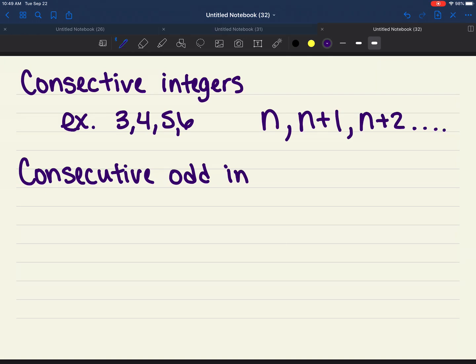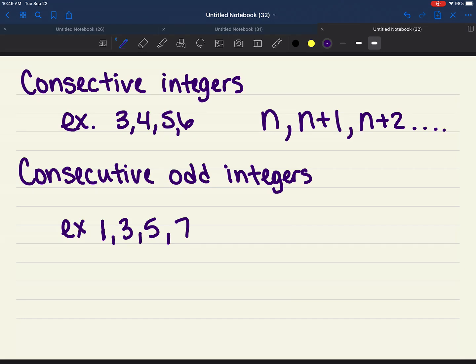Harley, can you give me an example of any consecutive odd integers? 1, 3, 5, 7. That's good. Okay? So, obviously, they're all odd numbers, and they come right after each other. 1, 3, 5, 7, 9, 13, 15, 17.